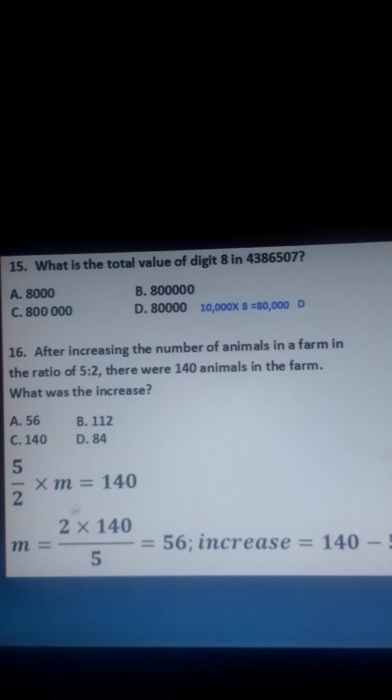So to get M, we divide 140 times 2 by 5. So we get 56. Because 5 goes into 14 2 times, into 28, 5 times, 56. Okay? That is the initial number of animals. Now the increase is the final value minus the original value. 140 minus 56, you get 84. So the increase was 84. And the answer in this case is D. Let's go to number 17.